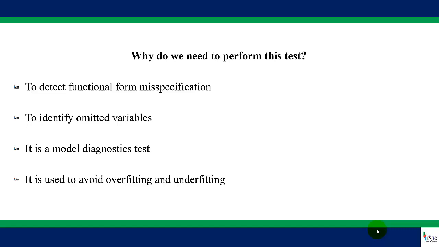And the last one which I have here is that it enables researchers to avoid overfitting and underfitting. What do I mean by overfitting? This test ensures that the model is not capturing noise as if it were a true relationship. And for underfitting, it ensures that the model is not missing out on capturing essential relationships in the data. Those are the reasons why. Of course, there are some other reasons which you can Google online, but these are the key reasons we need to perform the Ramsey RESET test.